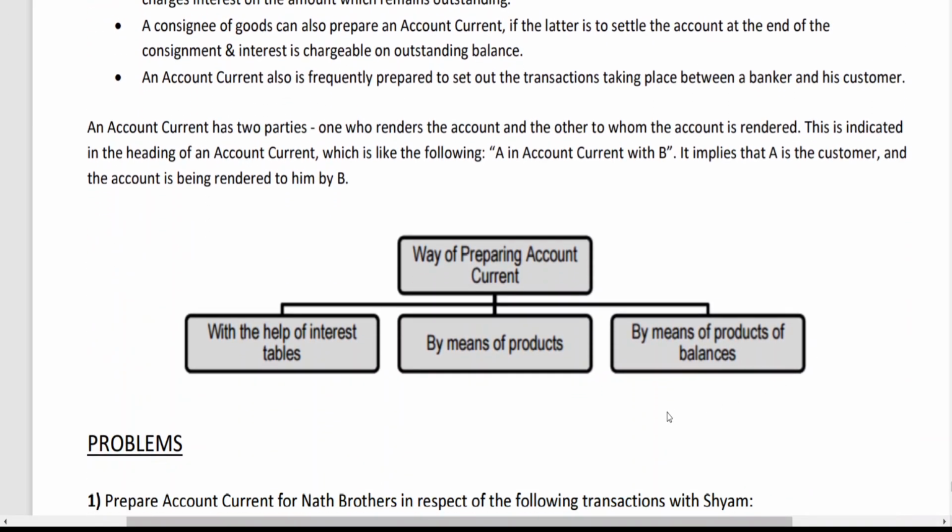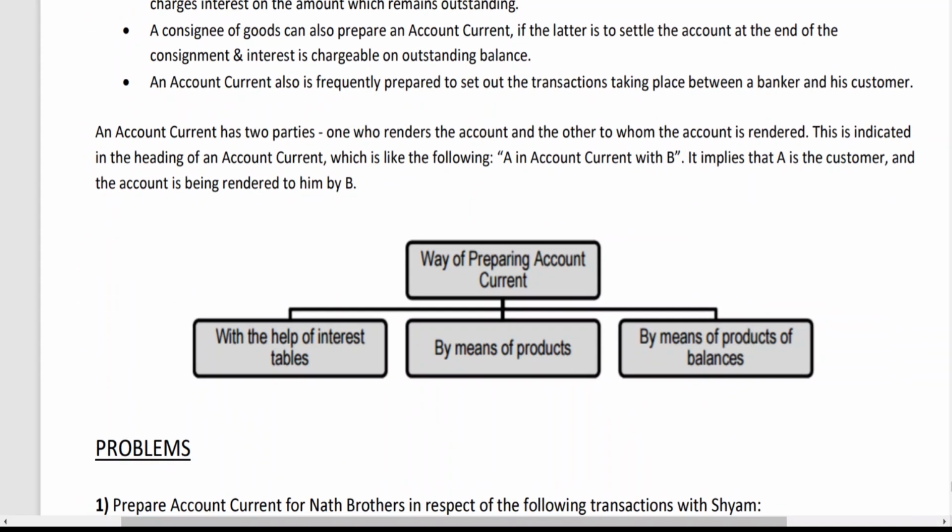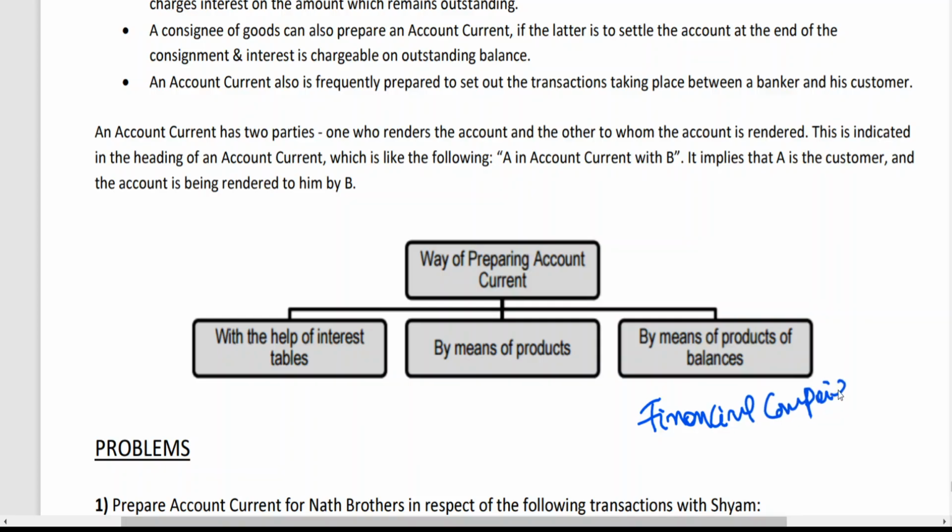By means of product balances, I told you financing companies like banks, etc., they will be following this method, called means of product balances. Means of product balances means for debit balance interest will be different, credit balance interest will be different. That is why we have to calculate debit balances separately, credit balances separately. Previously, for debit and credit interest was same, but here for debit balances interest will be different, credit balance interest will be different. That we will be seeing in today's class.